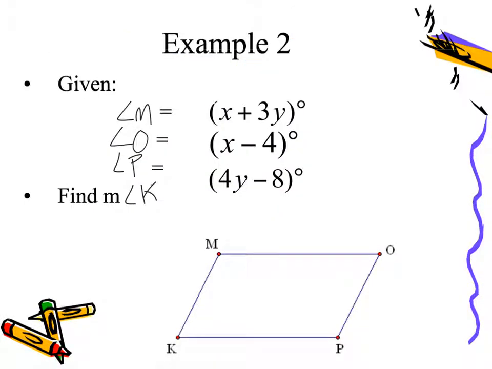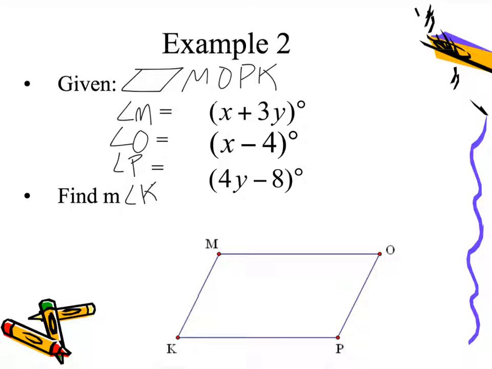Alrighty, we got our next example here. Some of the font was a little messed up, so that's why you see some handwritten stuff there. We were given three angle measures, as algebraic expressions, and we want to solve for the measure of angle K. Also, I forgot to write that in, given parallelogram MOPK. So I'm given that it's a parallelogram.